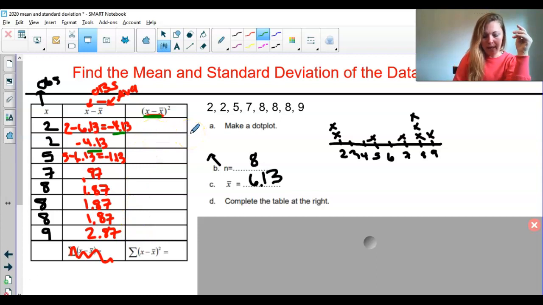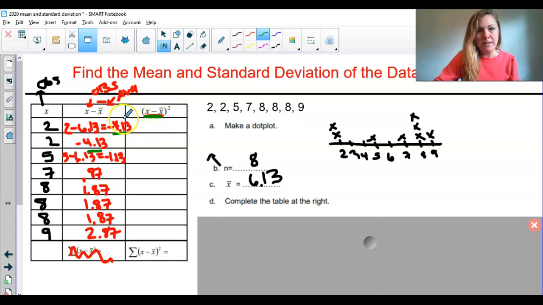Okay, so I'm going to take negative 4.13 squared, and that gives me 17.0569. Again, I'm going to round to the nearest hundredth. So I'm taking this number here, typing it in my calculator twice. These are all positive numbers. So I get 17.06 when I round to the nearest hundredth. Well, the nice thing is these are the same number, so these are also going to be the same number.